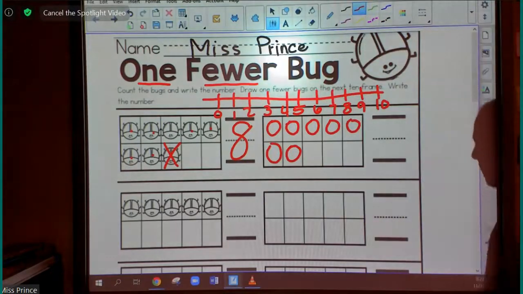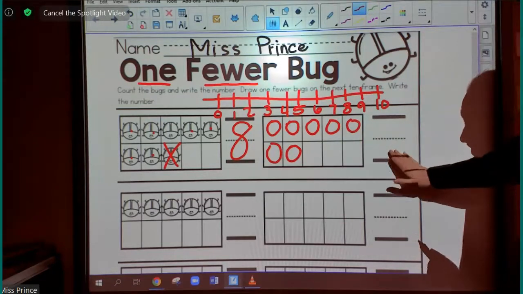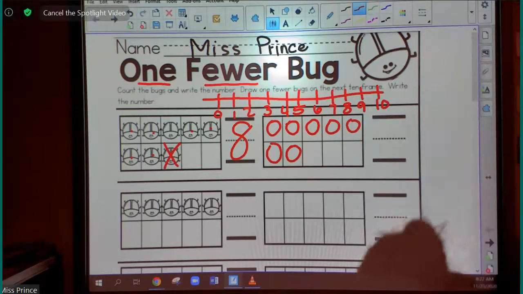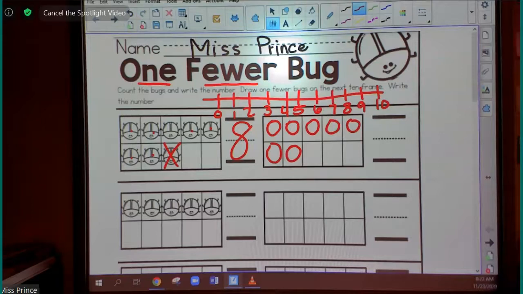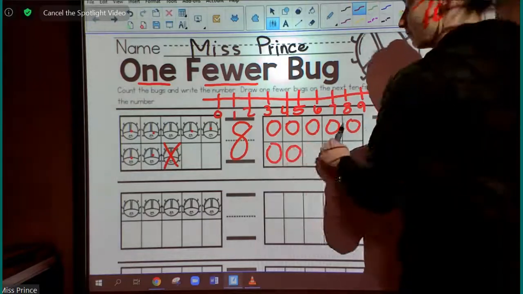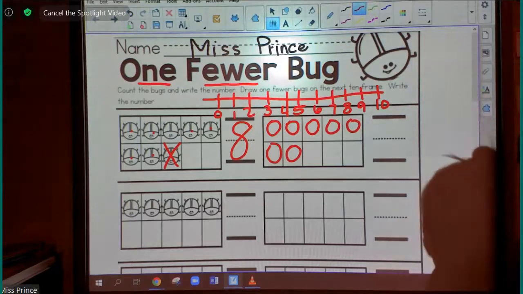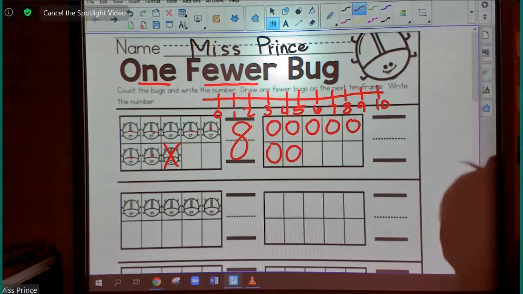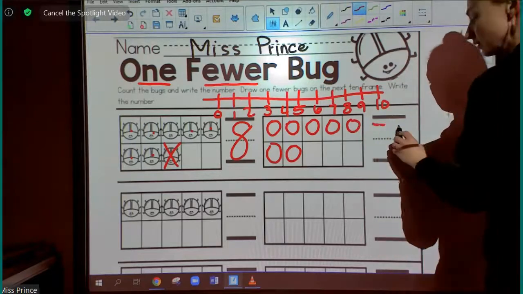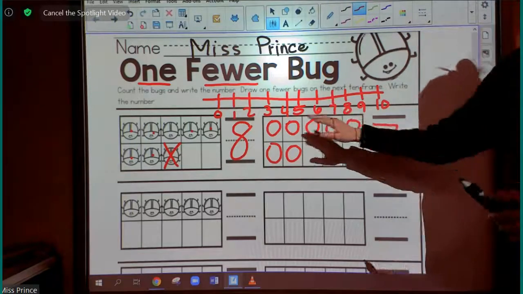Now I'm going to call on somebody to tell me how many we have over here. Eli, how many do we have here? We have one fewer. One, two, three, four, five, six, 7. Good job. Now I can check it by checking my number line up here.